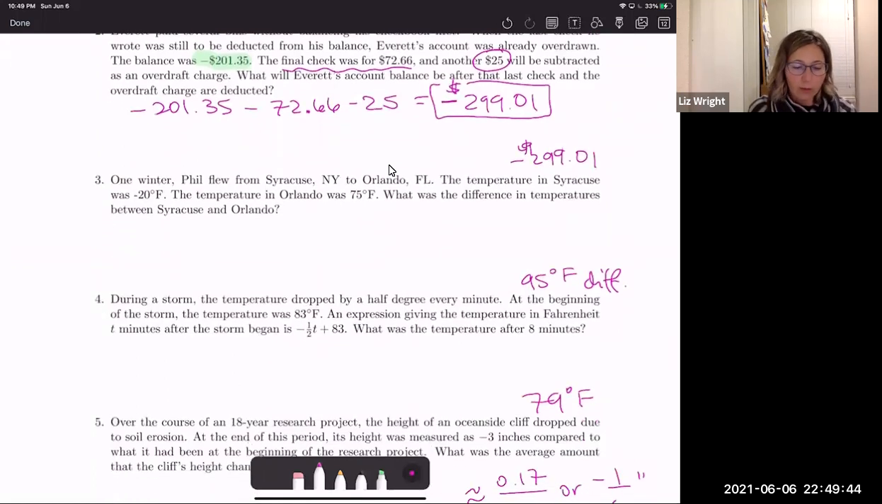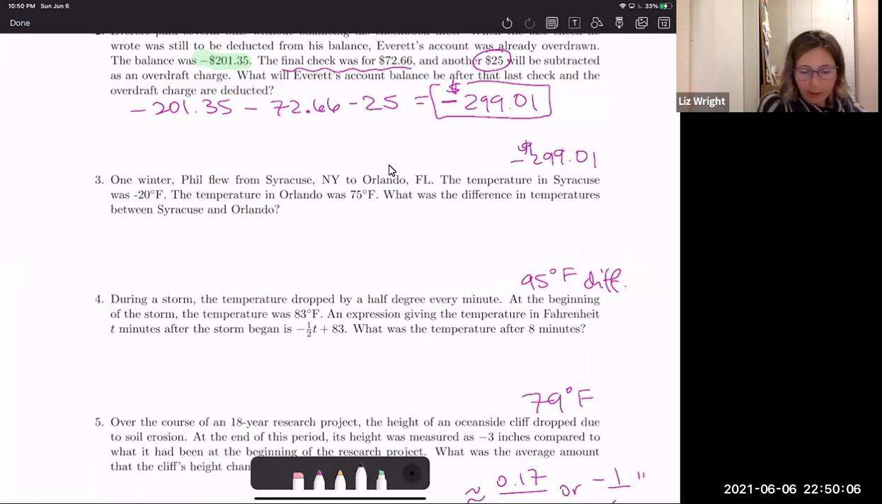All right. One winter, Phil flew from Syracuse, New York to Orlando, Florida. The temperature in Syracuse was -20, and the temperature in Orlando was a blissful 75 degrees. What was the difference in temperatures between Syracuse and Orlando? This problem sometimes causes students problems.